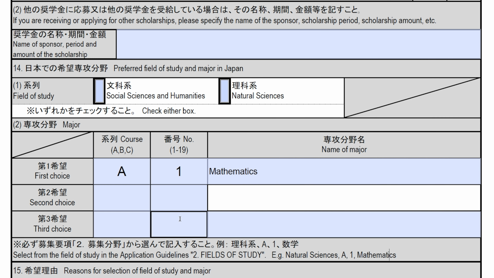So this is how you actually fill it out. Remember, all of these will be provided during the application process, so you can check that out.